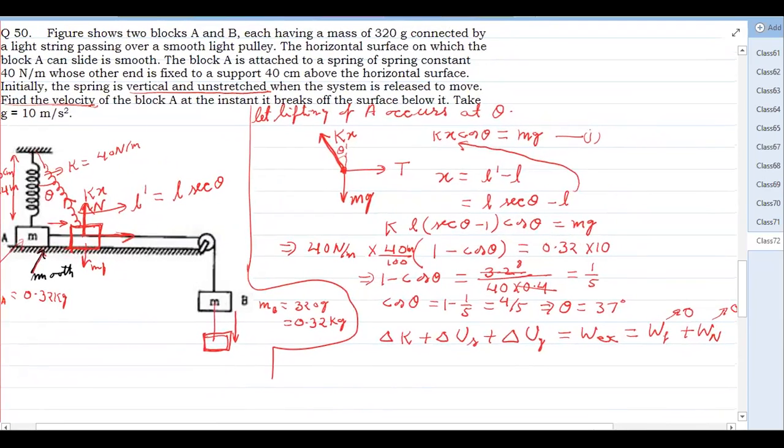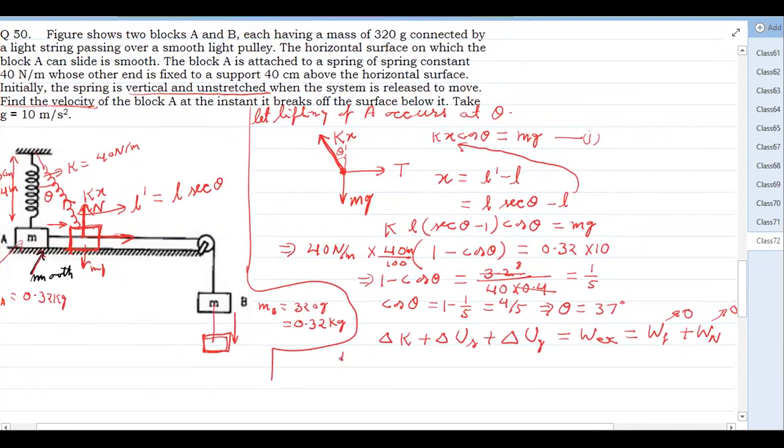Now the change of kinetic energy. Suppose v is the velocity at the point of lifting. So the final kinetic energy is half m v square. Initial is 0 because initially it starts from rest.